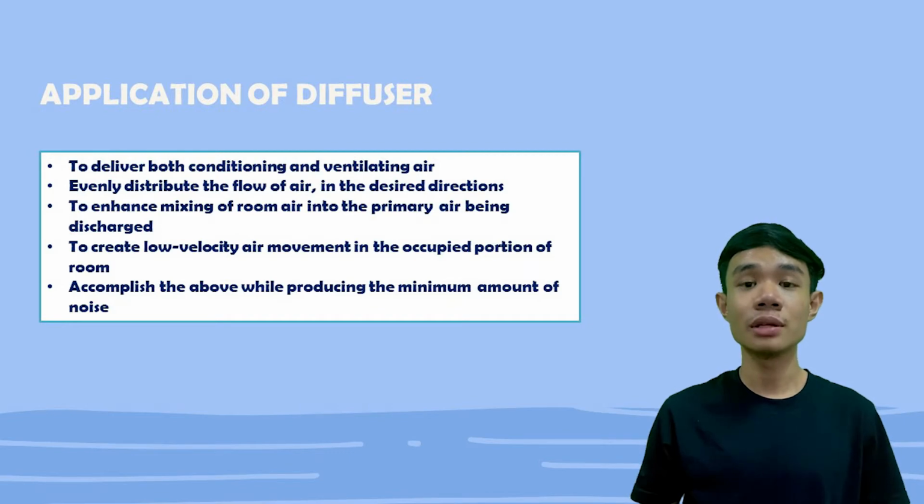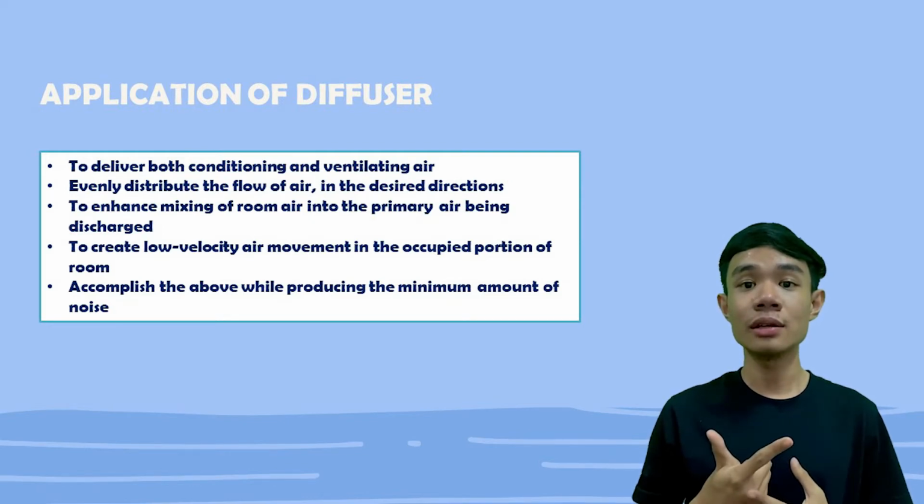Okay, next, application of diffuser. Diffusers are very common in heating, ventilating, and air conditioning. Diffusers are used on both all-air and air-water systems as part of room air distribution subsystems and serve several purposes. For example, first, to deliver both conditioning and ventilating air.